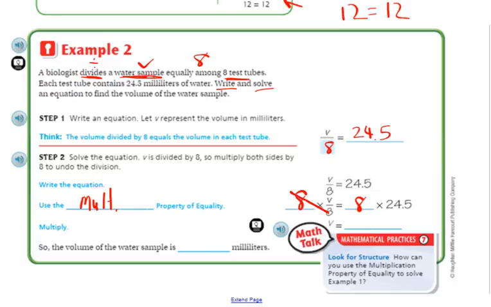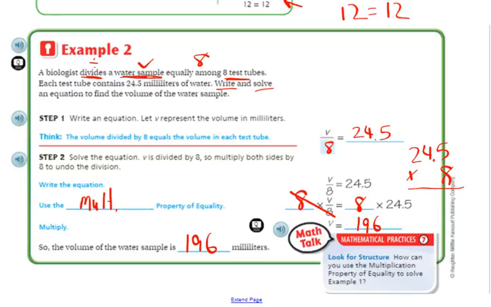Well, this 8 times V over 8 ends up canceling those 8s out, and you're left with V. Then you got to get over on the side. You got to perform your 24.5 times 8. So you work that out on the side. You're going to get an answer of 196. And what that means is the volume of the water sample is 196 milliliters.